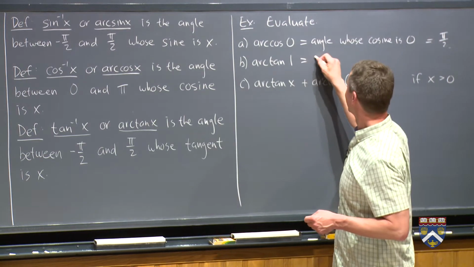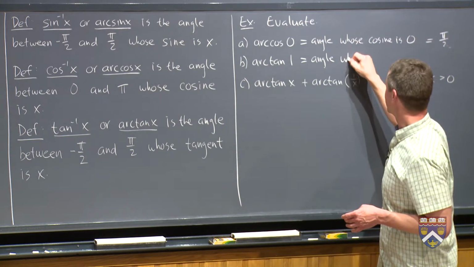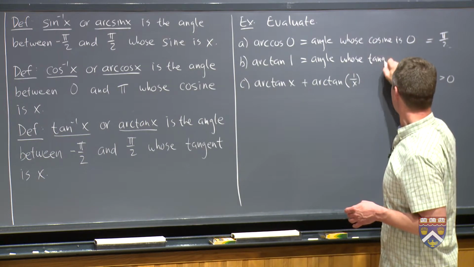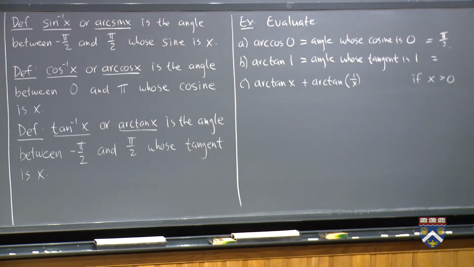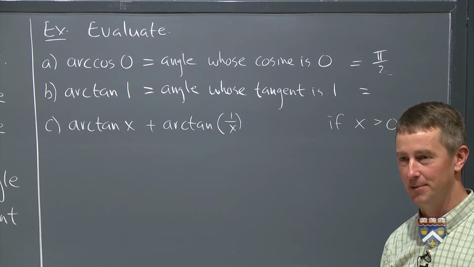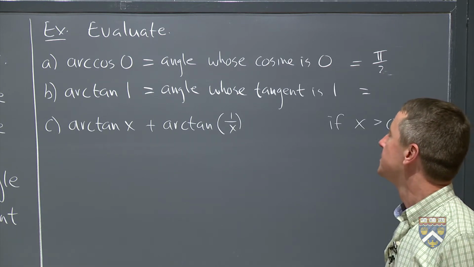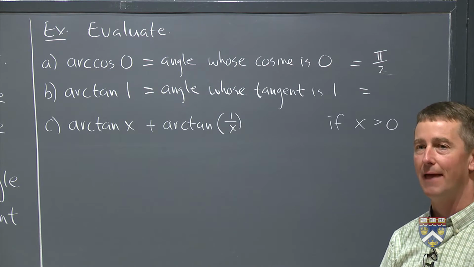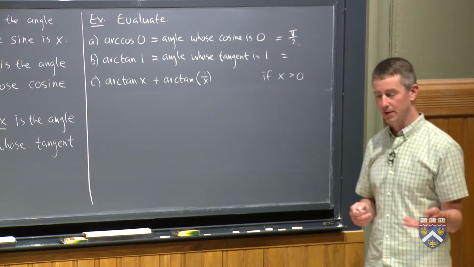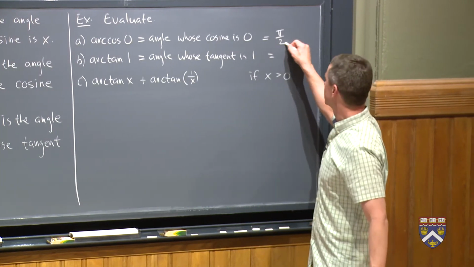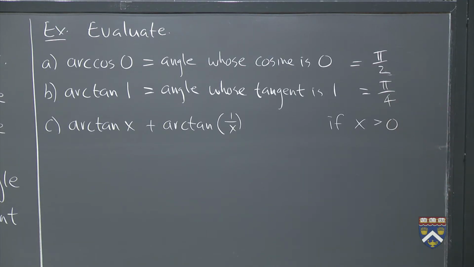Arctangent of 1 is the angle, and again, between minus pi over 2 and pi over 2, whose tangent is 1. So as we define tangent, it's sine over cosine. So you've got to find a place where sine and cosine are equal, because the fraction's only going to equal 1 if the top and the bottom are the same. So you have to ask, where are sine and cosine equal? And that is at a 45-degree angle, except we've decided we're not going to use degrees. We're going to use radians, and 45 degrees is the same as pi over 4 radians.